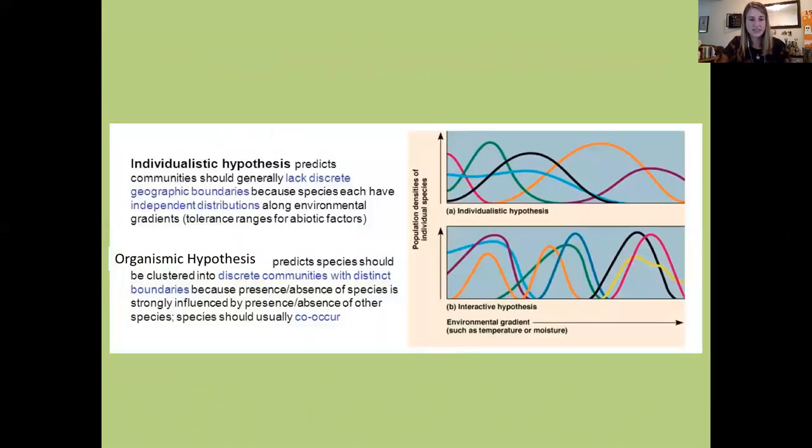Here is a nice figure of the different changes over time. You can see that the first one has these humps that are overlapping a lot, and that's the individualistic. And then the bottom figure is organismic, and these hills are all on top of each other at different spaces in time. So it's like the stepwise pattern, which you can see really well in this figure.